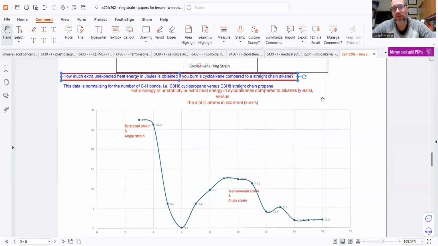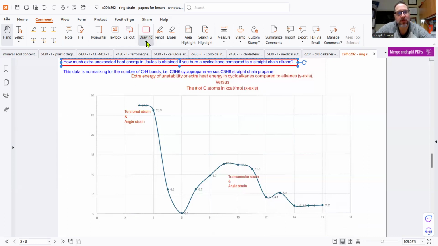And by the way, the data you're looking at normalizes the number of carbon hydrogen bonds for comparison of ring to chain. In other words, C3H6, cyclopropane, only has six hydrogens. Propane has eight hydrogens, the end caps, the end points. They have one more hydrogen apiece. So this is all normalized, so it's even Steven.